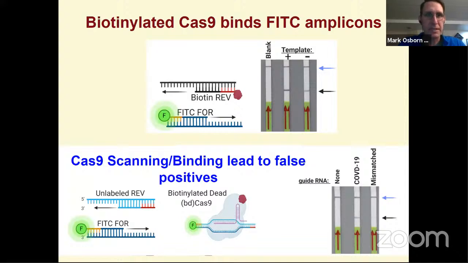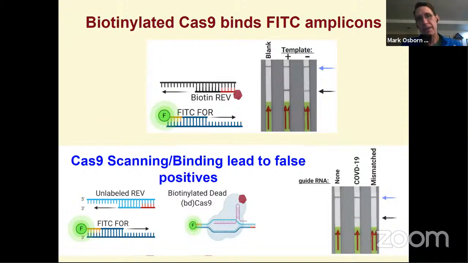And so our first attempts at this showed that, again, labeling the primers directly resulted in false positives. Again, the test band is the black arrow, the blue arrow is the control band. And even in the absence of a template, we observed positive signal due to primer dimerization.